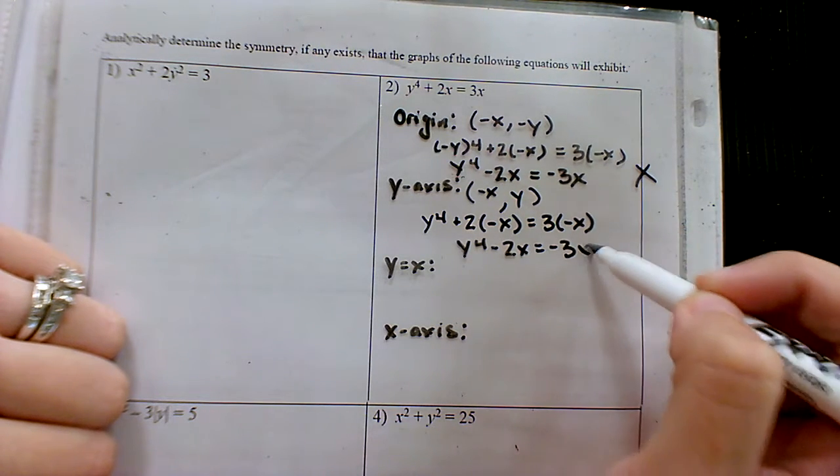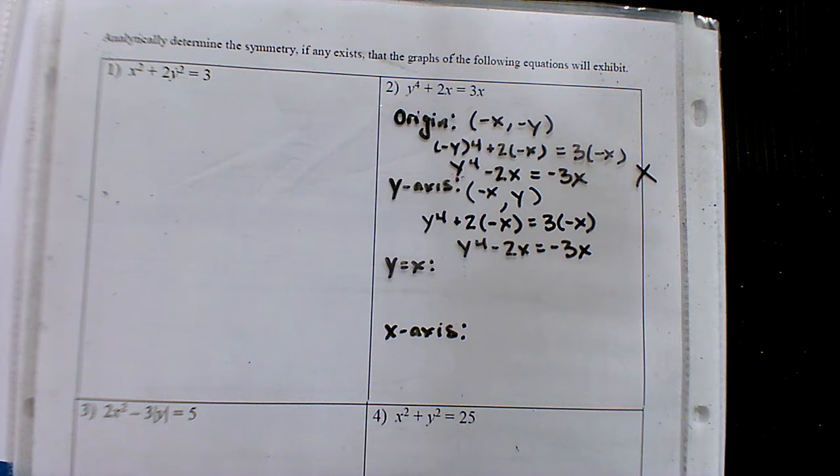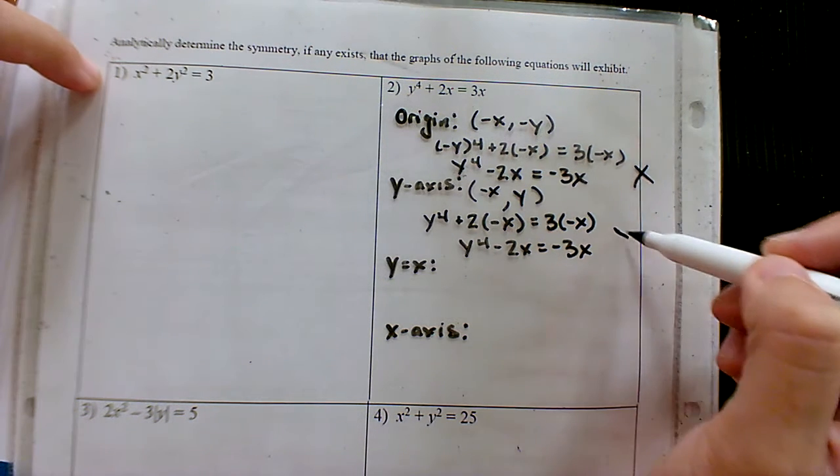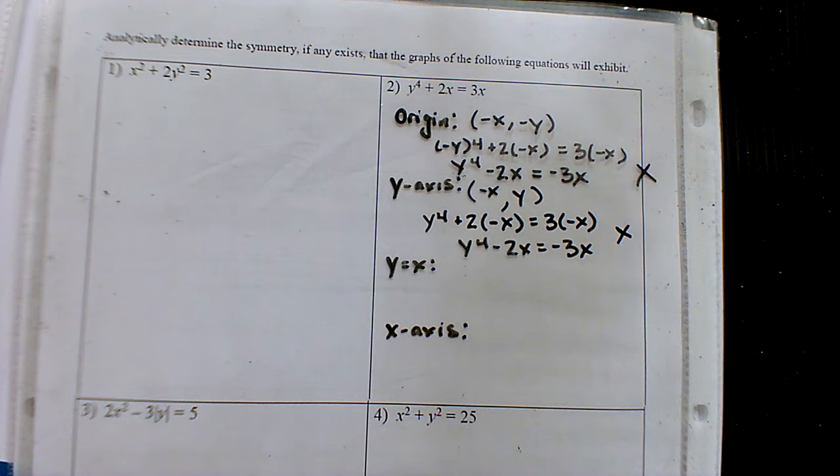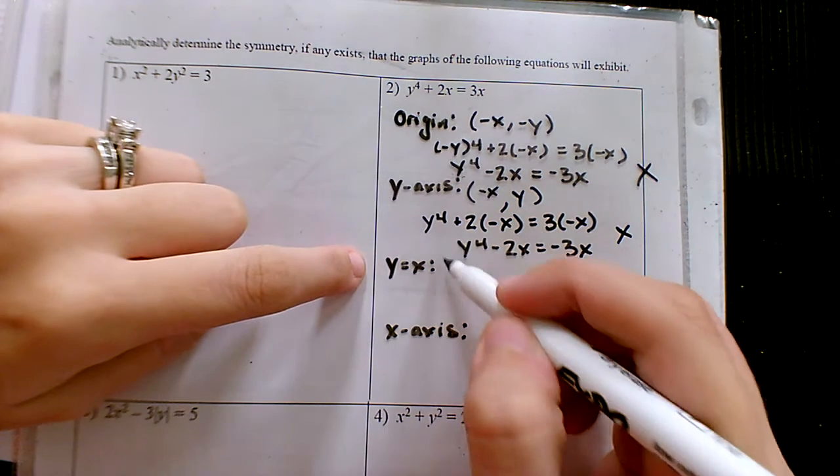it looks like the x terms would become negative. And that's clearly not the original equation that we started with. So this graph, whatever it looks like, does not have y-axis symmetry. What's on the left and the right do not match up. Okay, there's something different.